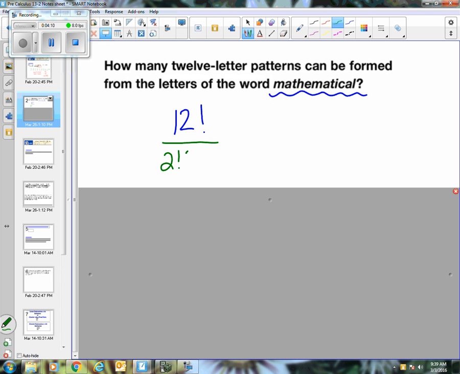All right, well, what else do you have repeated? Looks like A's. Looks like there's 3 of those. So 3 factorial ways I can arrange the A's. And it looks like I have 2 T's. So I'm looking at the things that are repeating: 2 M's, 3 A's, and then the 2 T's. So 2 factorial for that.